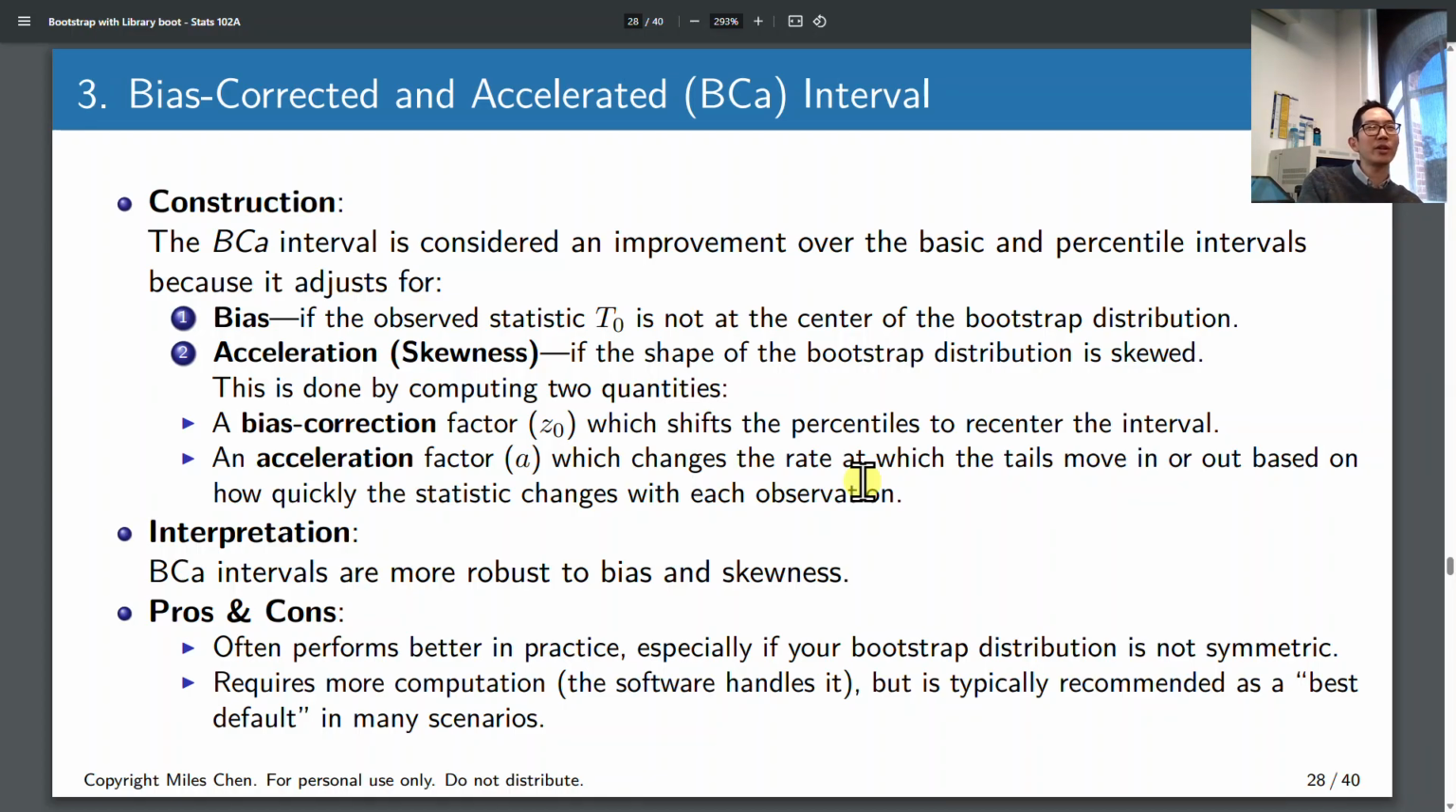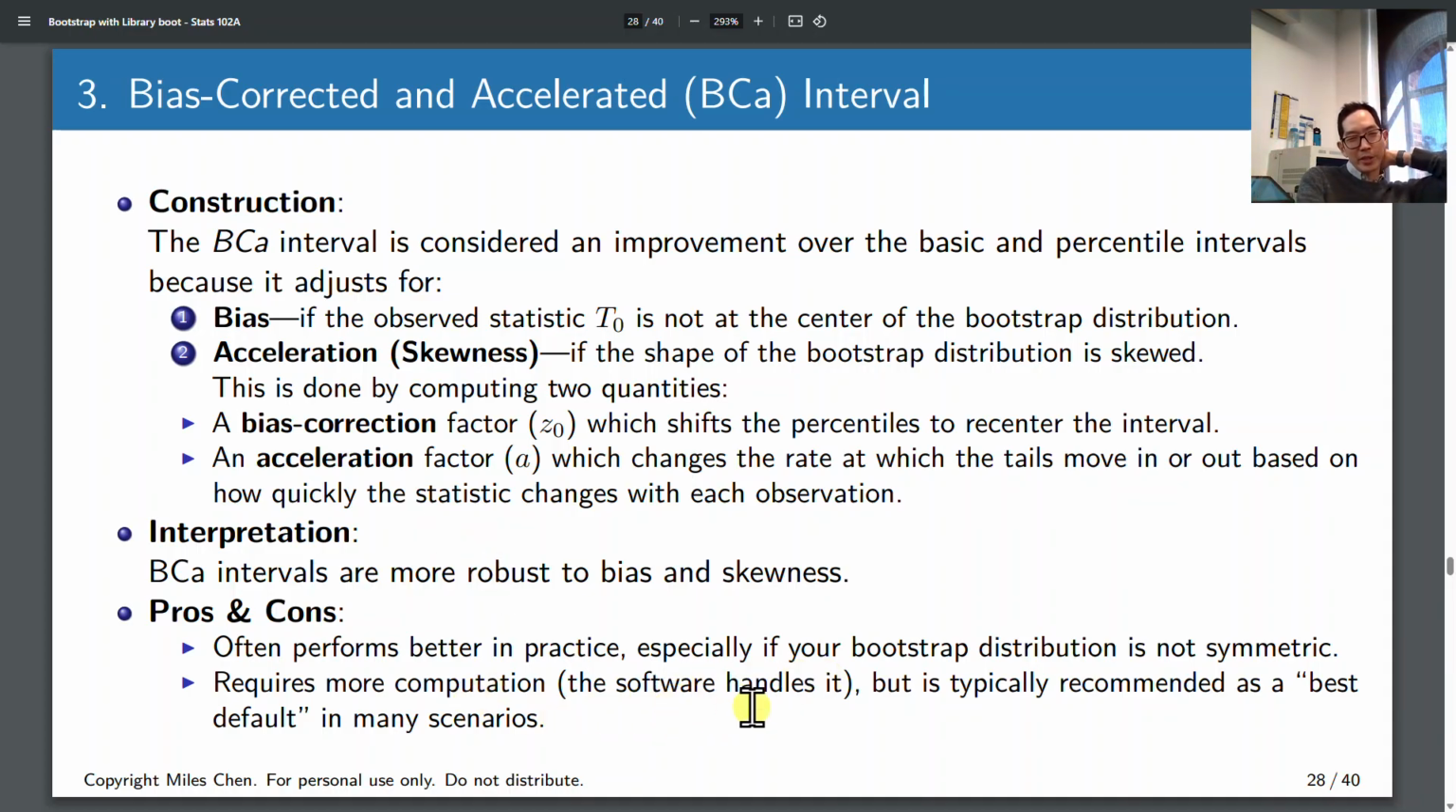Okay, when you use library boot and you ask for some confidence intervals based on the results there, it's going to automatically calculate your bias corrected and accelerated interval. And this is just the recommended confidence interval to use, out of the box, if you're not going to do any deep thinking about your results.